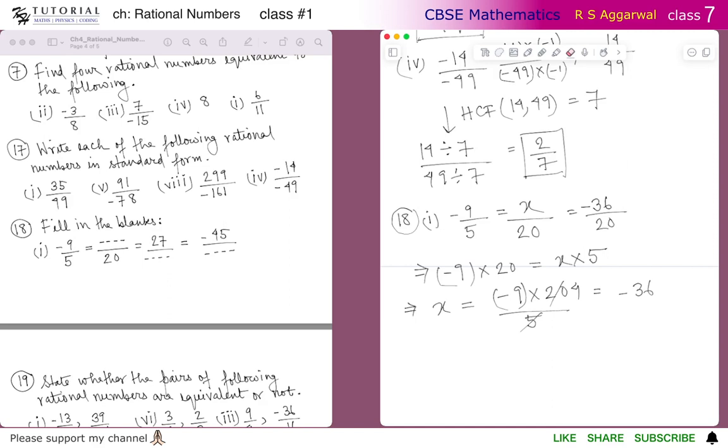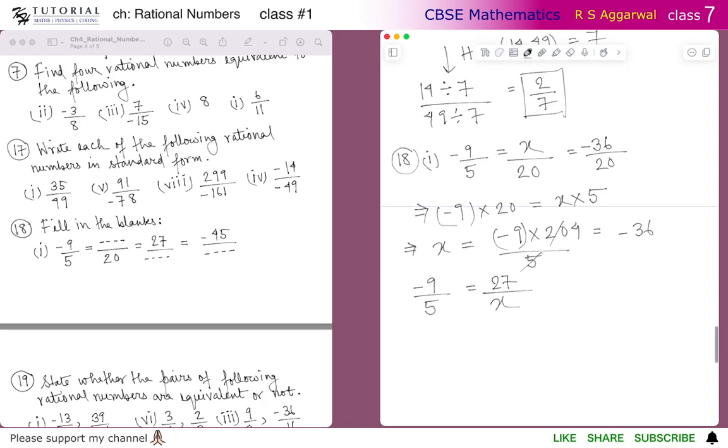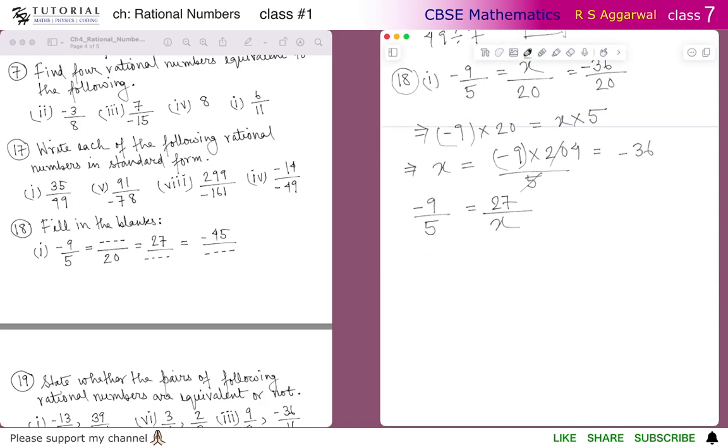Now, it is also given that minus 9 by 5 equals 27 by blank. We are considering the blank as x. We have to find x here. We have to find the blank, and I have considered the blank to be x. Now, if these two rational numbers are equal, by cross product we must have minus 9 into x equal to 27 into 5.